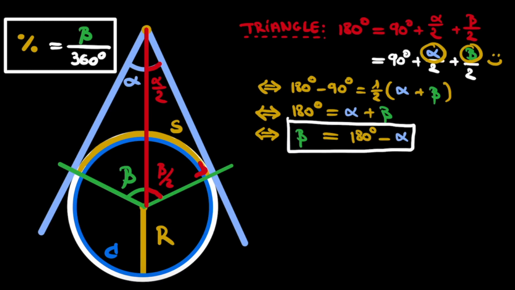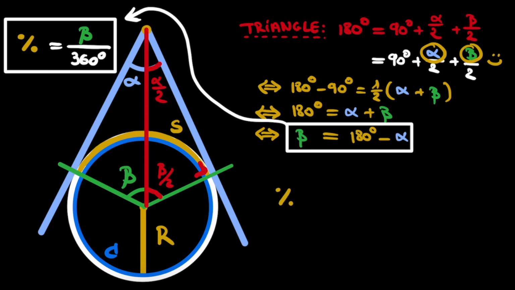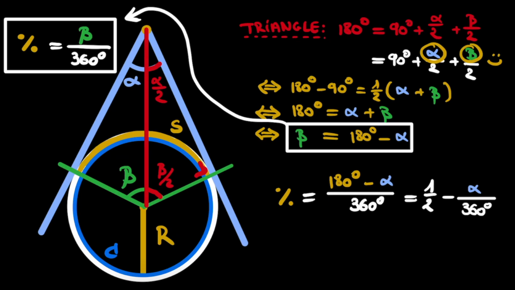And this is exactly what we were looking for, because now we can rewrite the formula that we found for the ratio that we were looking for by replacing beta with what we just found. So in the end, we get that the ratio of points that we can see compared to the entire circumference of the circle is equal to 180 degrees minus alpha divided by 360 degrees. And we can split the numerator to find that the last result will be 1/2 minus alpha divided by 360 degrees.